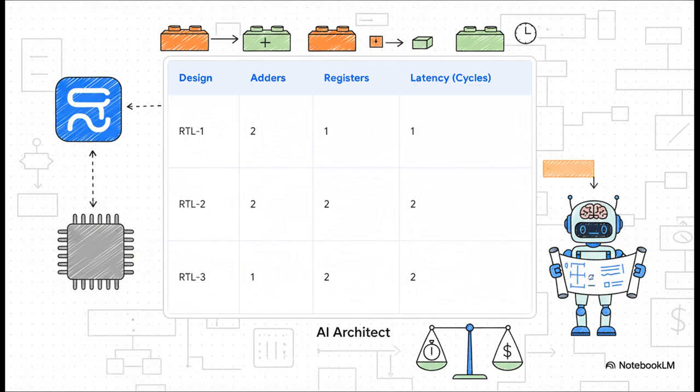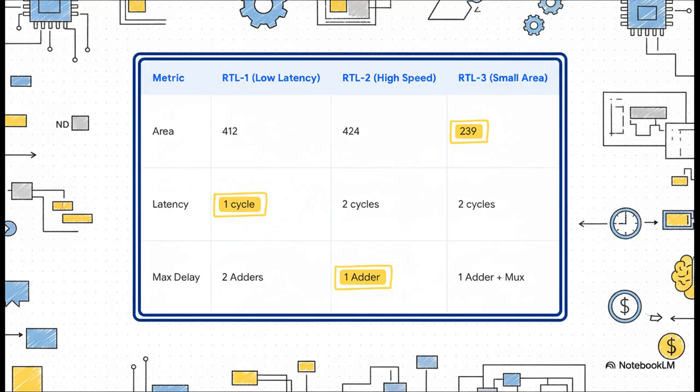RTL2 also uses two adders, but it adds a temporary storage step, a pipeline, in the middle, so it takes two cycles. And then there's RTL3, which gets really clever. It uses just one adder, twice. It also takes two cycles, but it saves a ton of space. Now, this is where it gets really interesting, because this reveals all the trade-offs.